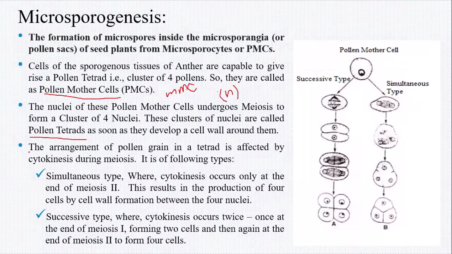Since they are not separated from each other, a specific arrangement of pollen grains in the tetrad is seen, and the structure of this tetrad is affected by the cytokinesis during meiosis. The cytokinesis can be of two types: either simultaneous, like in dicotyledon plants, or successive, like in monocot plants. In the simultaneous type, cytokinesis occurs only at the end of meiosis second.